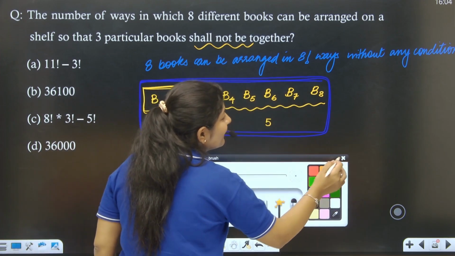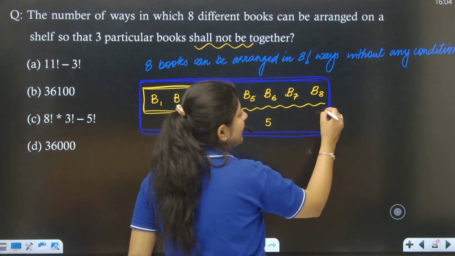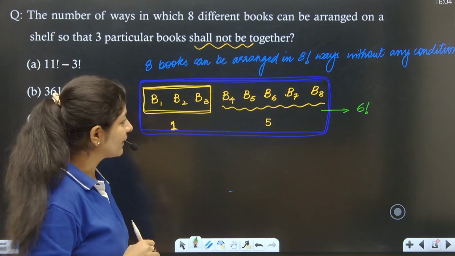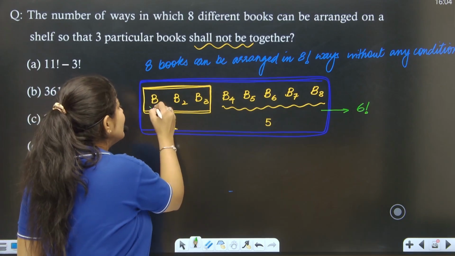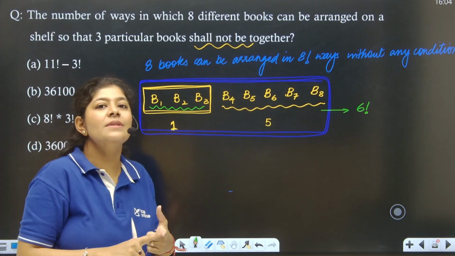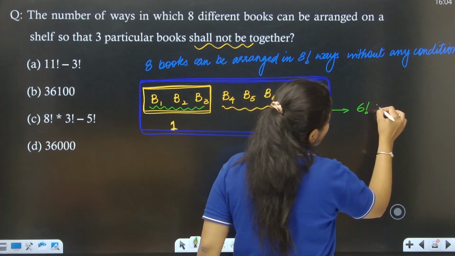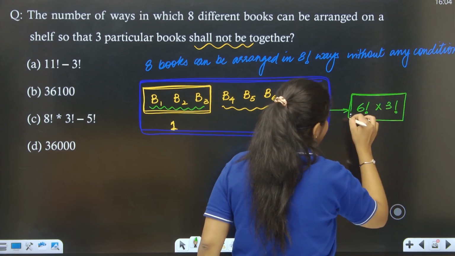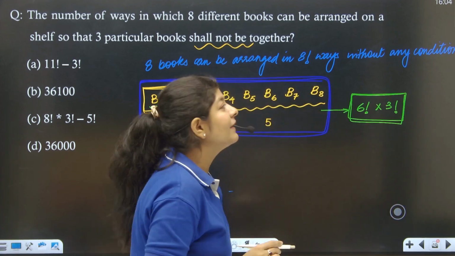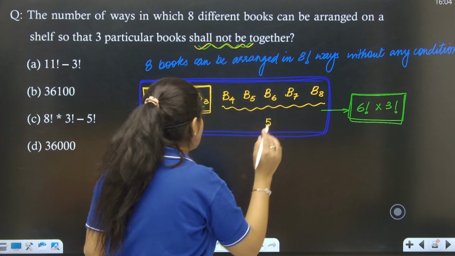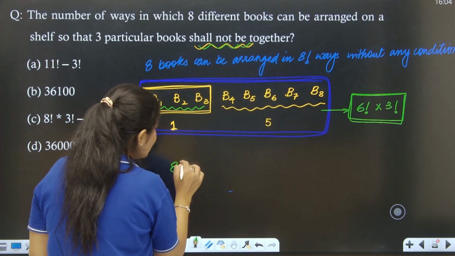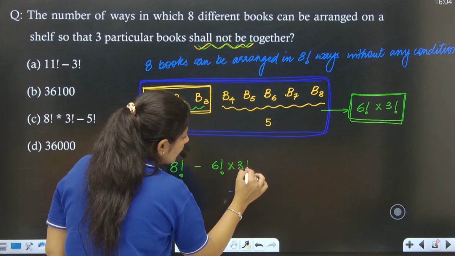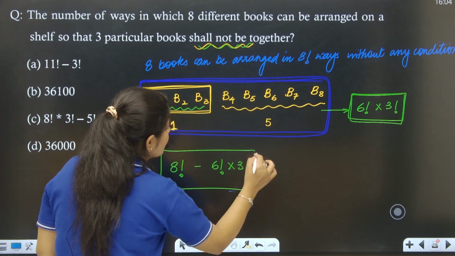In how many ways can they arrange themselves? They can arrange themselves in 6 factorial ways. But we know that these 3 books can also arrange themselves in 3 factorial ways, so multiplied by 3 factorial. This is the combined value, right? But the question asks for the "not to be" condition, so our answer should be the total ways minus 6 factorial multiplied by 3 factorial. This is our answer.